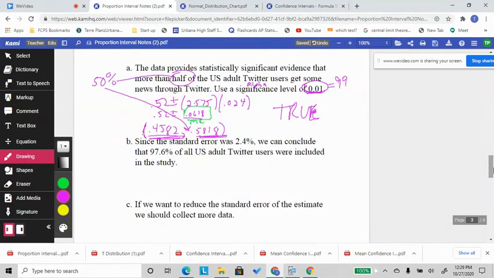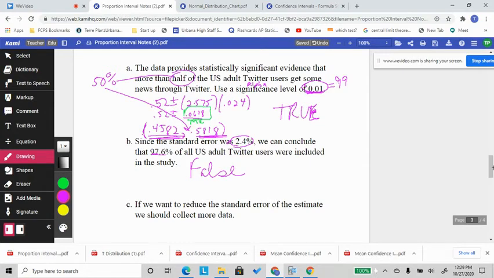Since the standard error was 2.4%, we can conclude that 96% of all users were included. No. We are saying that with 99% confidence that it's between 45.8 and 58.2. The standard error is just your actual error that helps make up your plus minus part. That is kind of like a standard deviation. You don't subtract that ever from 1, so false. You never subtract that from 1.